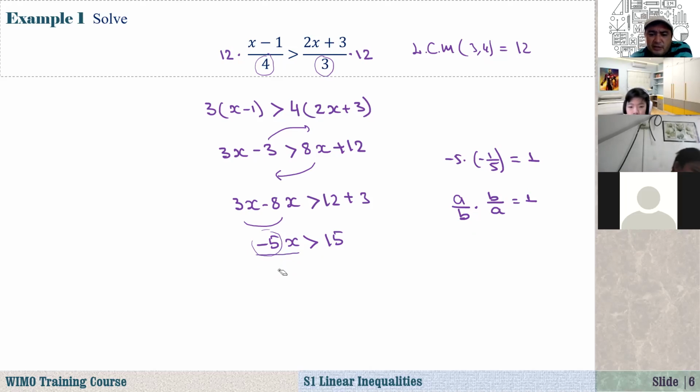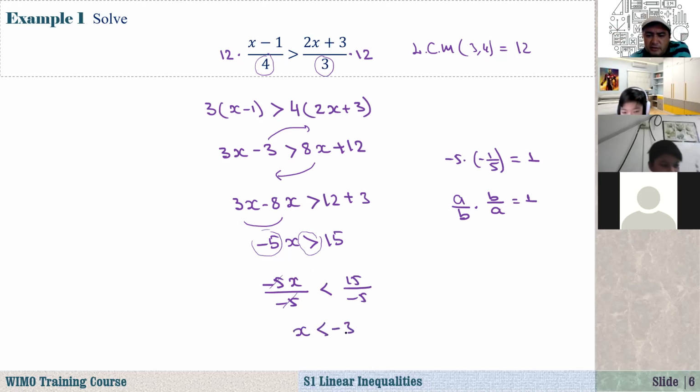Here we have -5. So if you divide by -5, since I am dividing by -5, right? And also here we have 15 over -5. Now also we need to change the direction of this inequality sign, because if you multiply or divide by a negative number, we need to change the direction of the inequality sign. So it becomes less than. So -5, it is gone. So here we have only x less than 15 over -5, that's equal to -3.